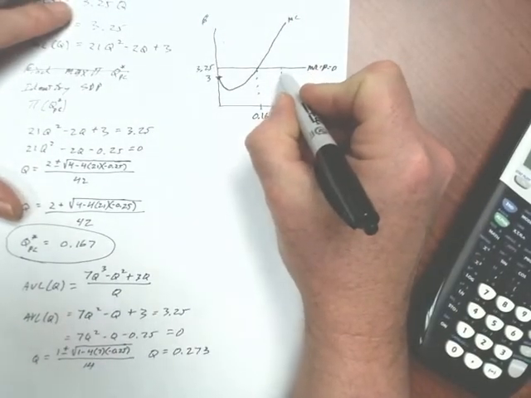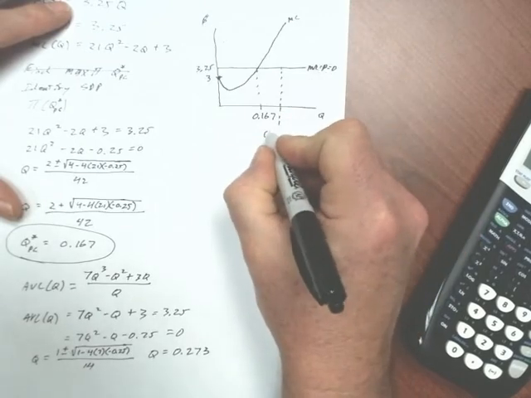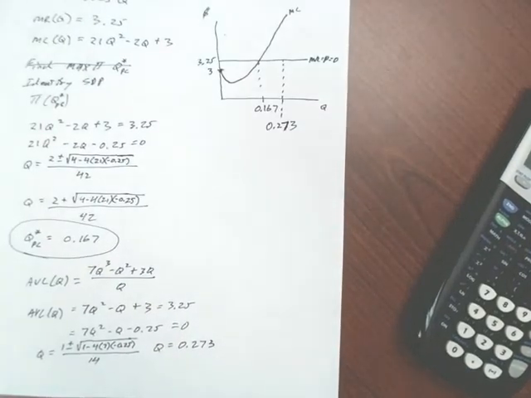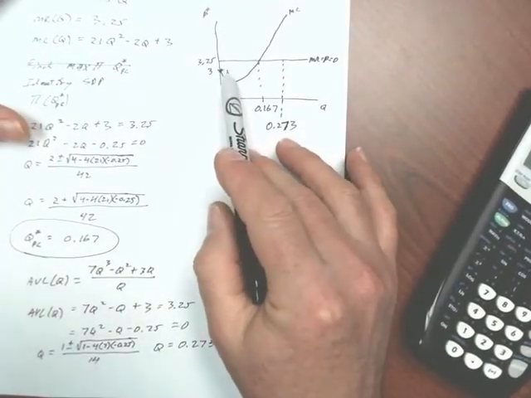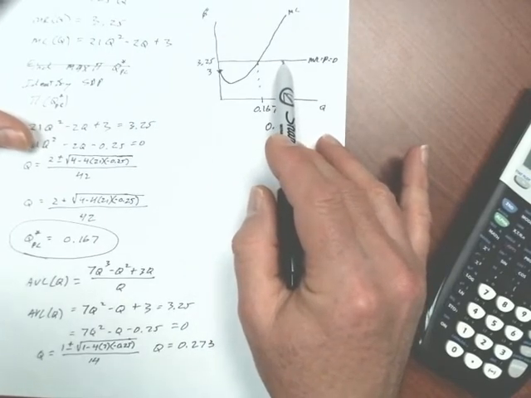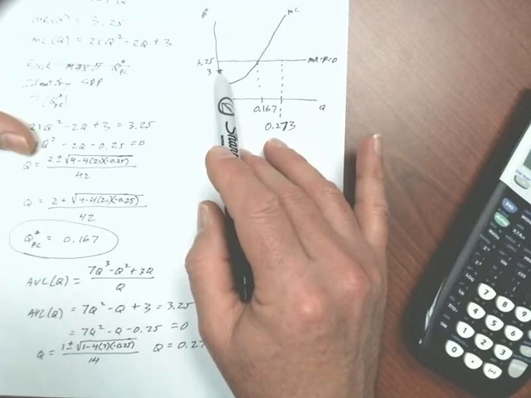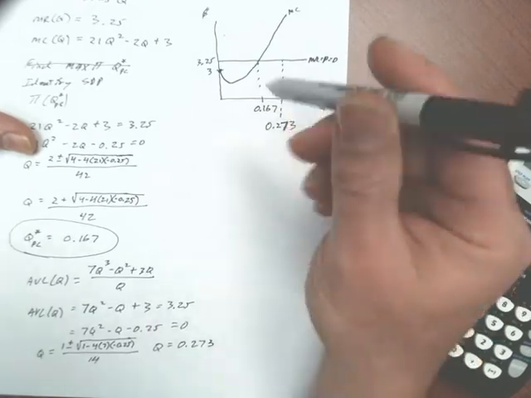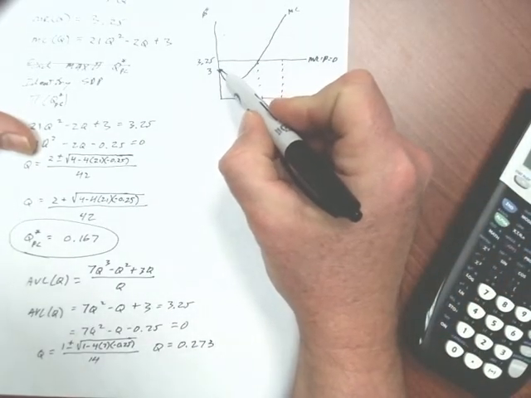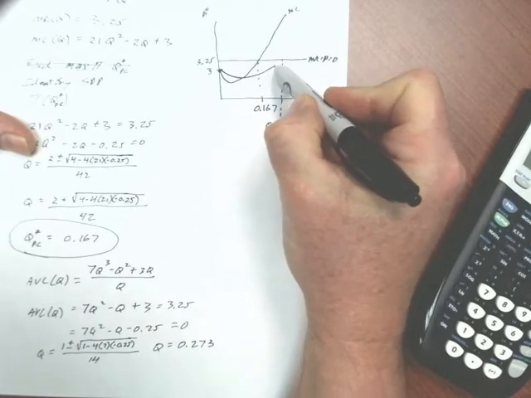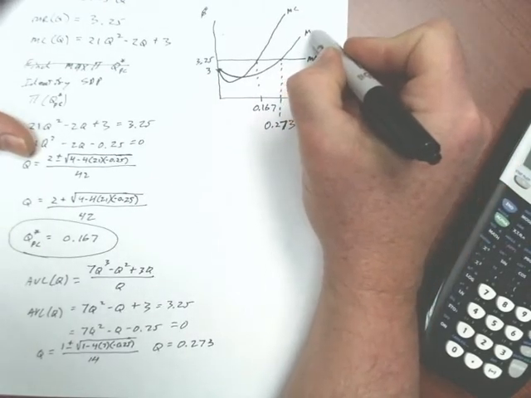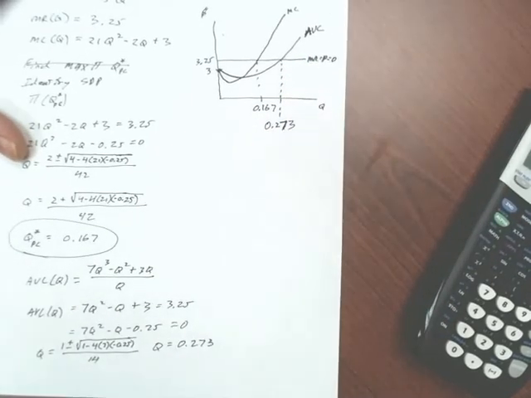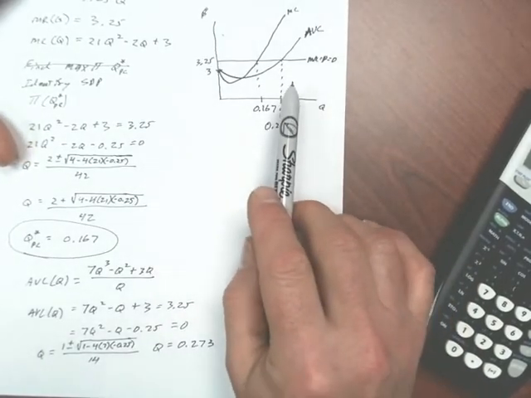That means somewhere out here is where the intersection of average variable cost with marginal revenue is going to be. So now, if that's the case, average variable cost is going to look something like this. I keep writing this wrong. I don't know why I keep thinking marginal cost. Average variable cost. So that's what the average variable cost function looks like.